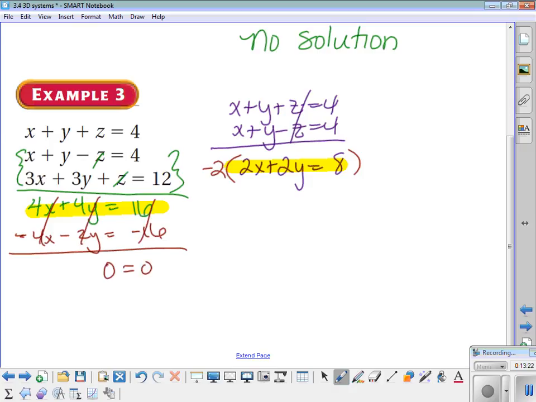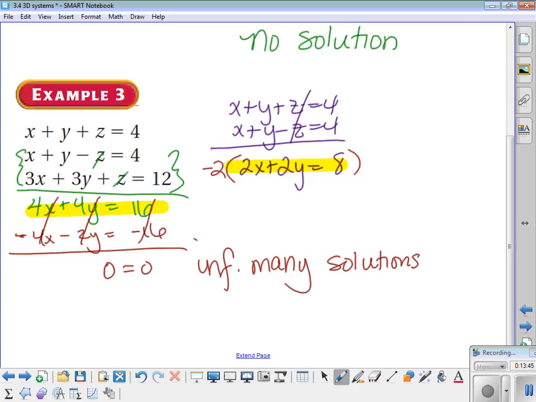So if 0 is equal to 0, what's that mean? That means there's infinitely many solutions. So that's what it's going to look like when it's infinitely many or when it's no solution. Okay. Any questions on those two?